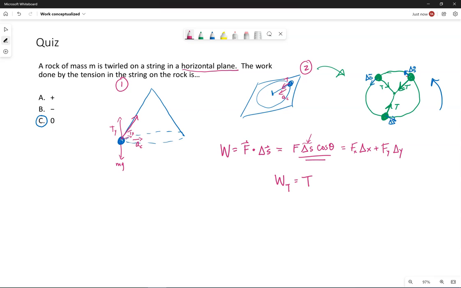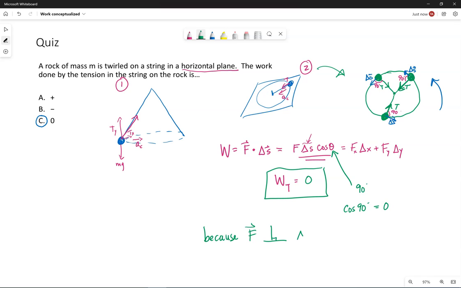That means the angle between these two at any point in time is 90 degrees. Ultimately, what I care about is this theta. If theta is 90 degrees, cosine of 90 degrees is 0. The work done by tension, regardless of what the tension force is, the work done by tension will be 0. And that's because the force is perpendicular to the displacement.